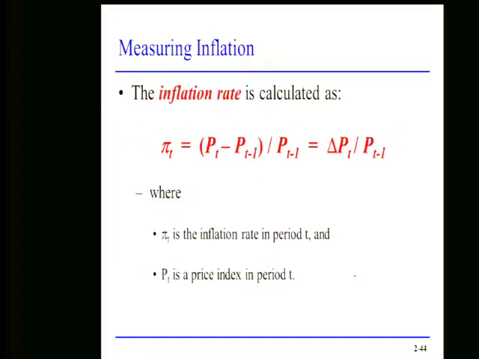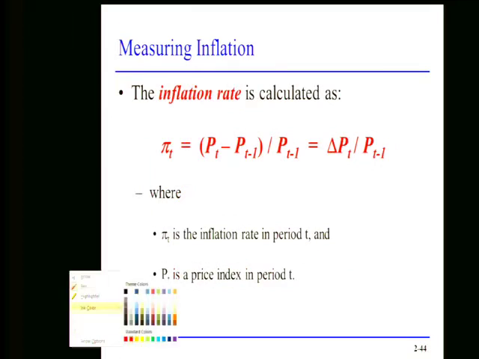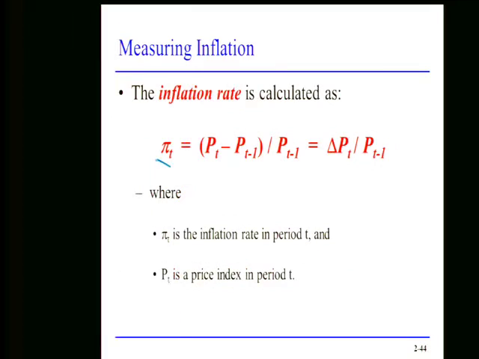So once we have a price index, we can then calculate inflation. And for inflation, we use the lowercase Greek letter pi. So inflation is nothing more than the price index this year minus the price index the prior year, divided by the prior year's price index. In other words, it's simply the percentage change in the price index from one year to the next.